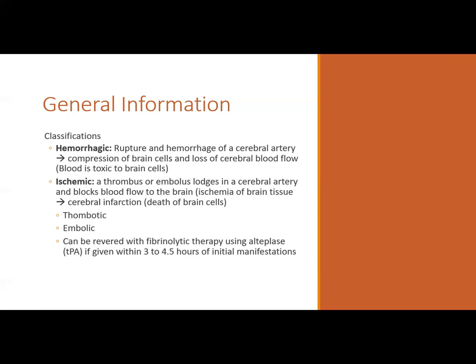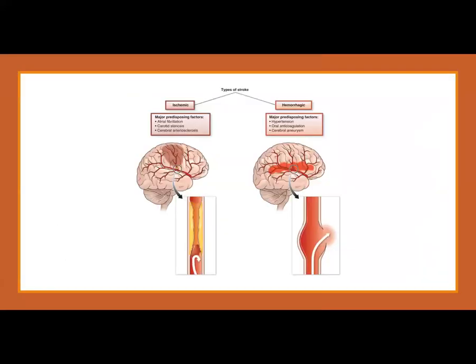Ischemic is a thrombus or an embolus, which lodges in the cerebral artery and blocks blood flow to the brain. So it's ischemia of that brain tissue, and that will cause a cerebral infarction, or the death of brain cells. You can have a thrombotic or an embolic ischemic stroke, and they can be reversed with fibrinolytic therapy using your tPA if given within 3 to 4.5 hours of initial manifestations.